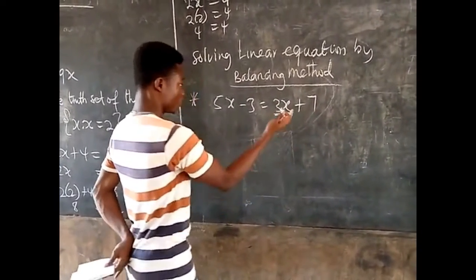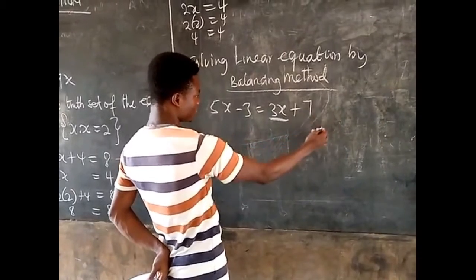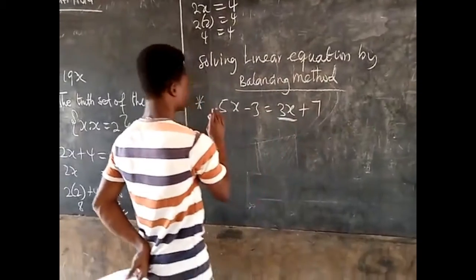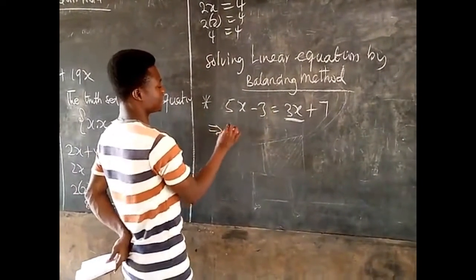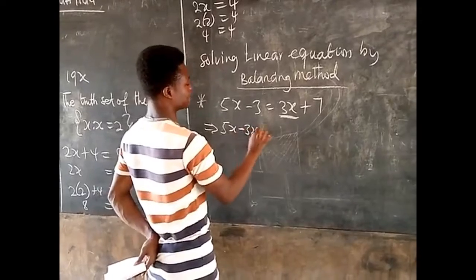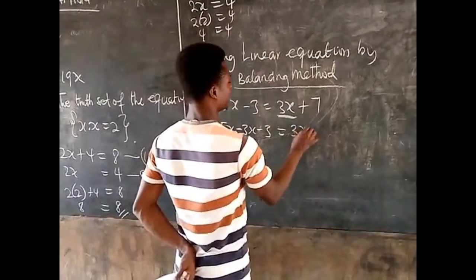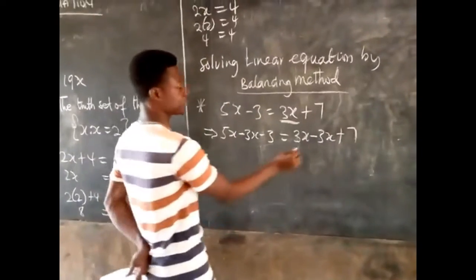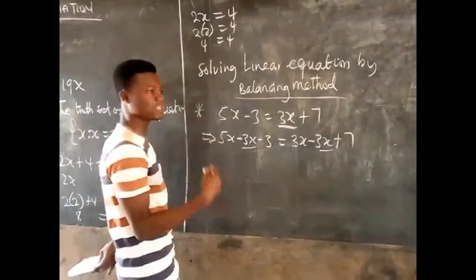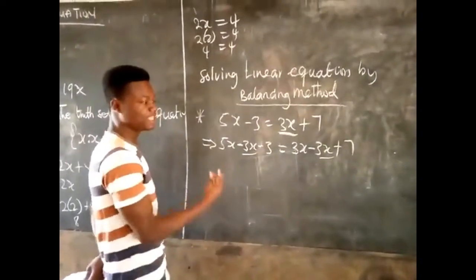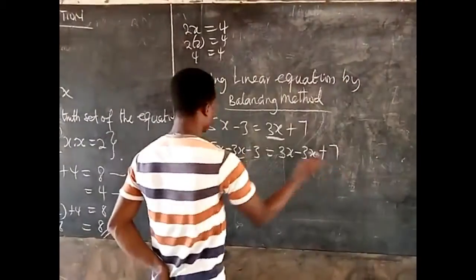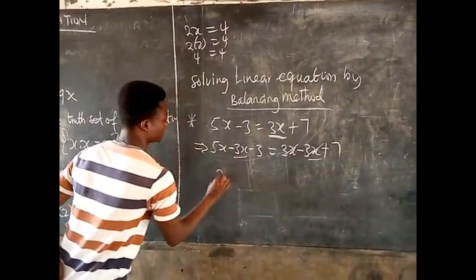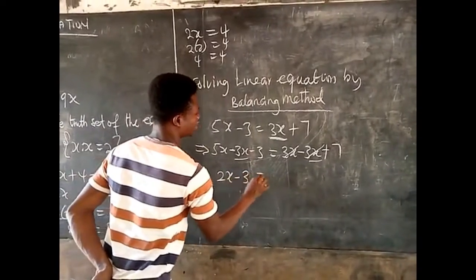Whatever we do here, as the rule says, subtract the same quantity from both sides of the equation. We subtract 3x from here and subtract 3x from here. So we have 5x minus 3x minus 3 is equal to 3x minus 3x plus 7. We've not changed anything, because we did the same thing on both sides. So 3x will cancel 3x, and 5x minus 3x will give me 2x minus 3 is equal to 7.